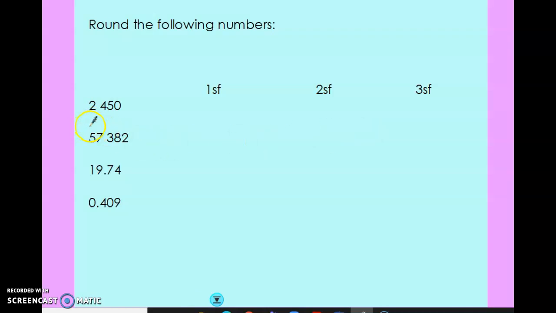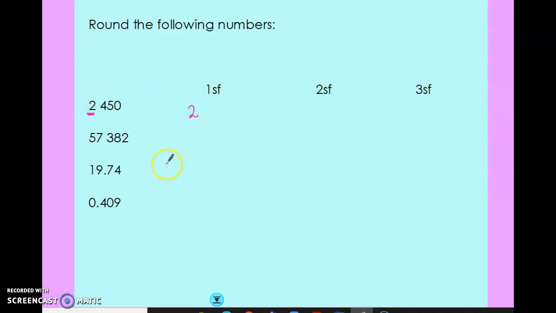So the first one is 2450. I'm rounding to one significant figure. So looking at this, first number here is a 2. That's my first significant figure. So I'm going to look to the 4 to decide whether I'm going to round that 2 up or leave it the same. Normal rules of rounding now apply. 4 is less than 5, so that stays as a 2.